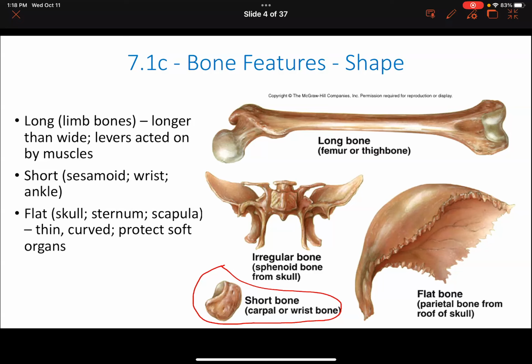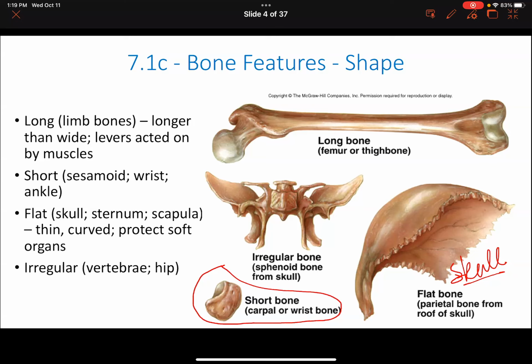Flat bones are another bone shape. You're going to see these. They're usually very thin. They can be curved, and they're going to serve the function of protecting soft organs. A prime example is going to be skull bones that are protecting the brain. But you also see flat bones in the sternum and the scapula.